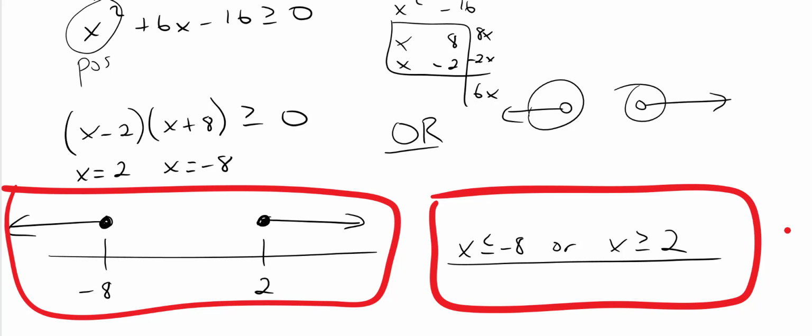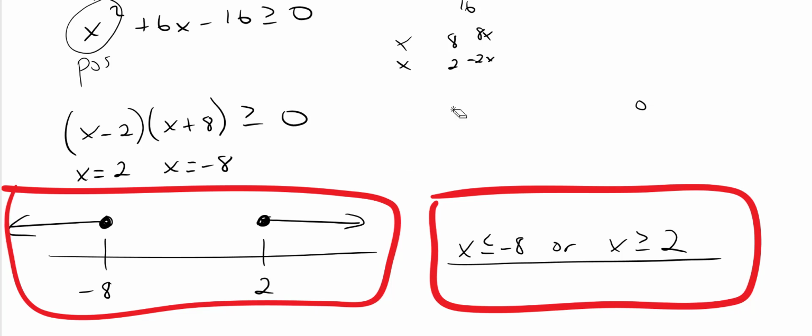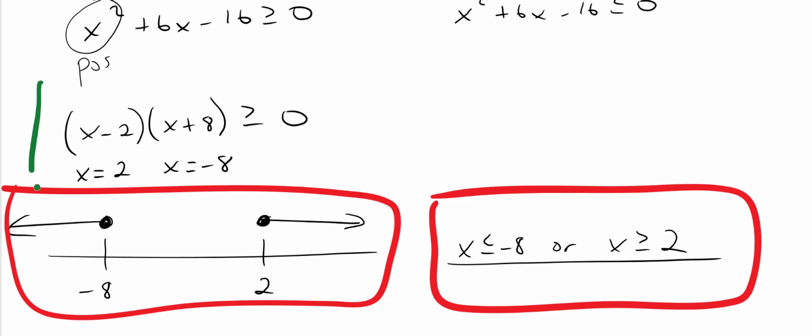If I had this exact same problem, except instead of it being greater than, it was less than. So just to compare it, x squared plus 6x minus 16 is less than or equal to 0. So you're going to do all the same work here. All the stuff right here is the same.